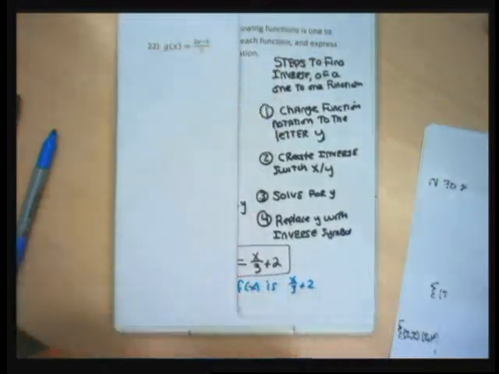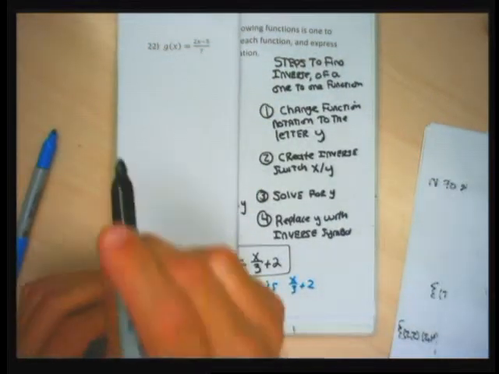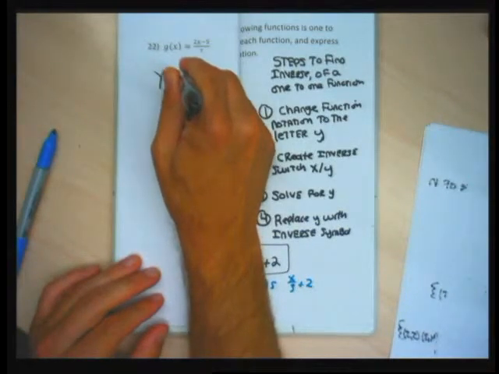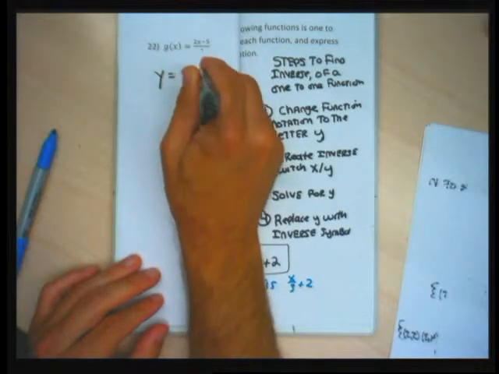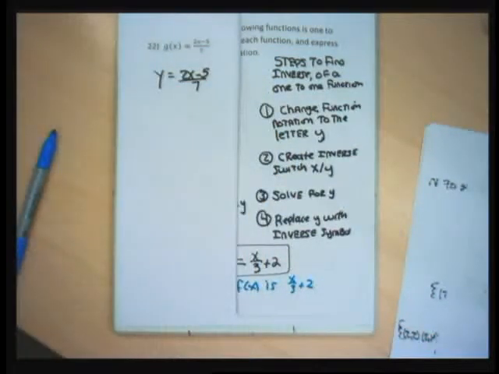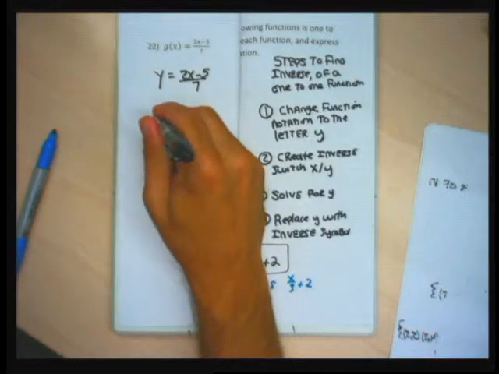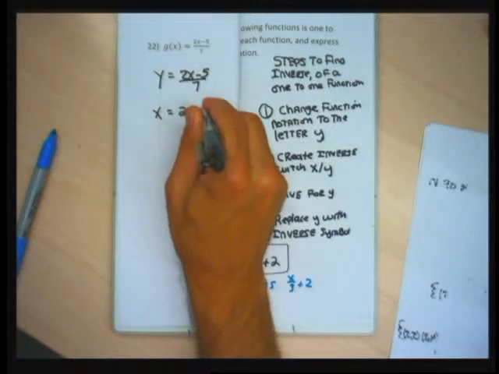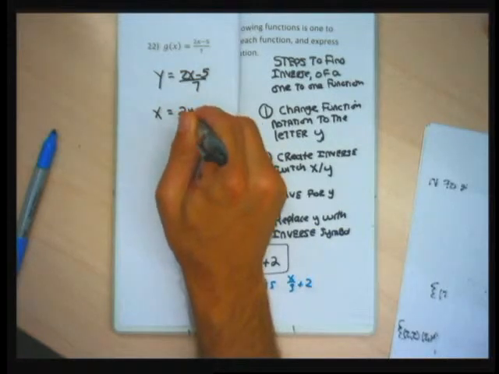So for problem 22, if I want to follow these steps, first step, I'm going to change the function notation to the letter y. So I'm going to write y equals 2x minus 5 over 7. That's an easy step. Second step is also an easy step. Switch the x and y. I get x equals 2y minus 5 over 7.